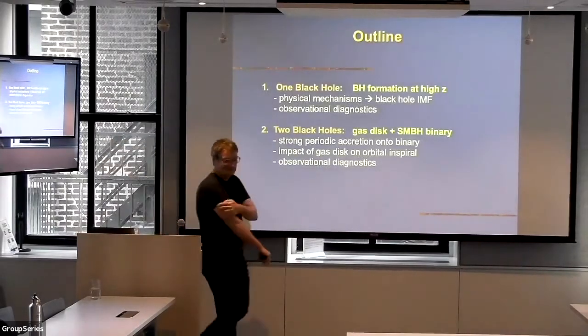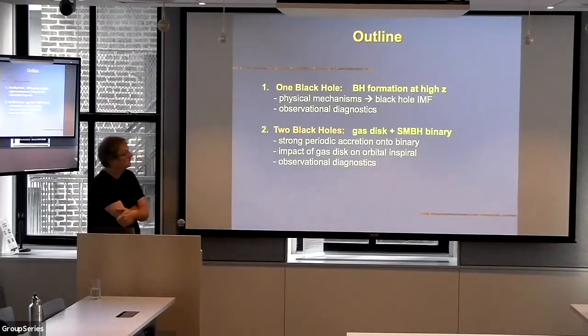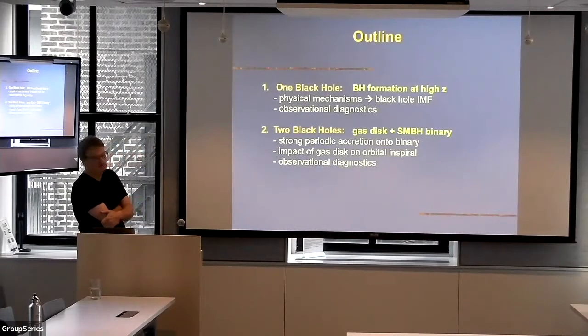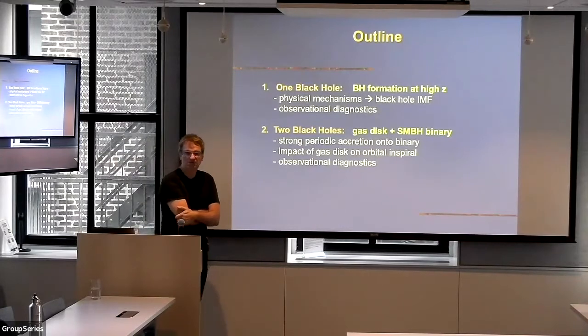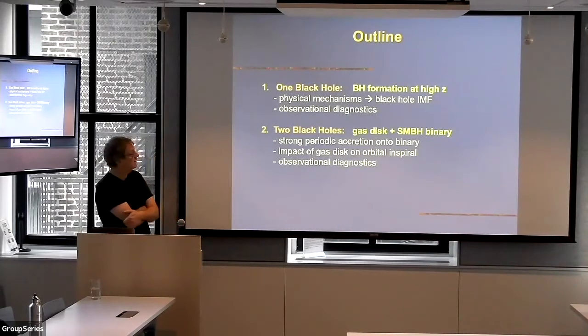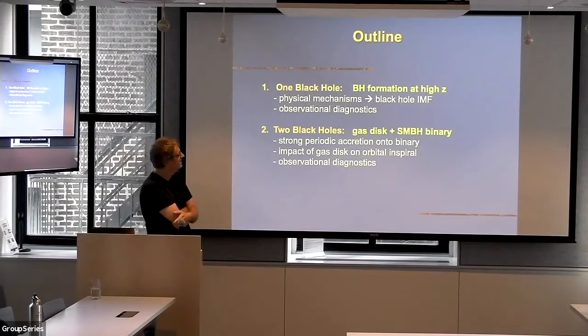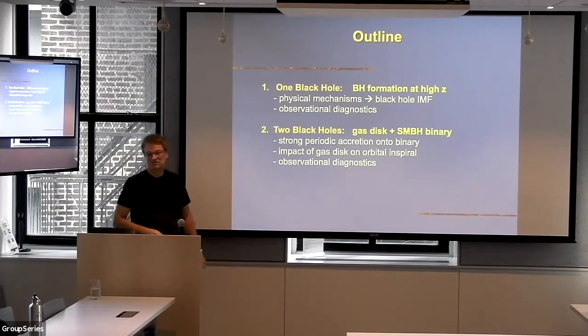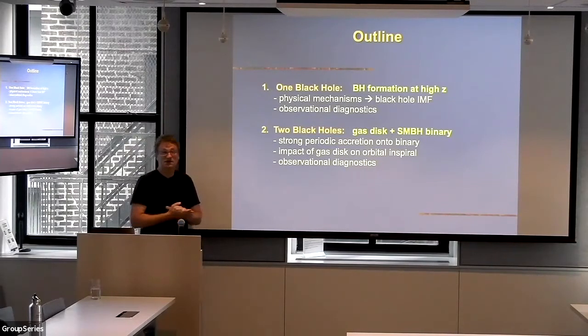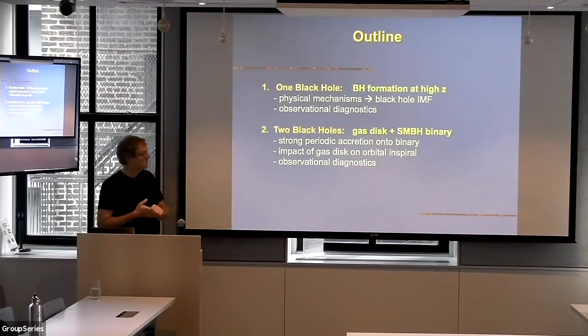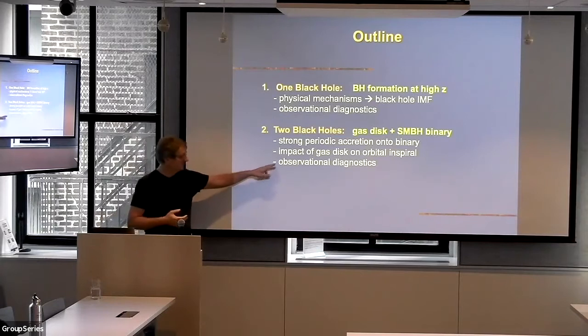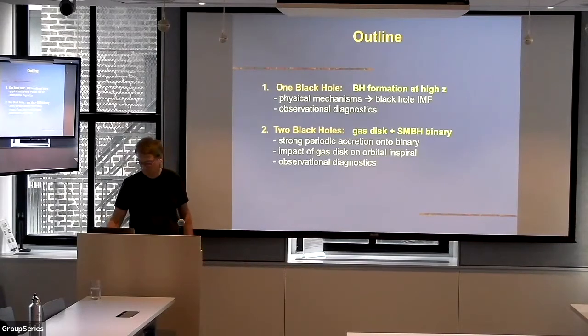So as I said, the talk really is in two subjects. The first one is, I want to discuss two things: how the first black holes might have formed in the universe, what their range of masses was, and then how we might diagnose the physical mechanisms that form them. Then the second part is two black holes, often found in nuclei, both at high and low redshifts, and probably surrounded by lots of gas. And then we want to know what happens, both in terms of dynamics and also signatures in spectra and light curves. And again, the key is observationally diagnosing compact binaries.